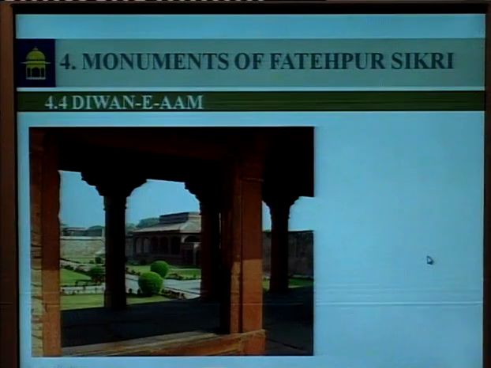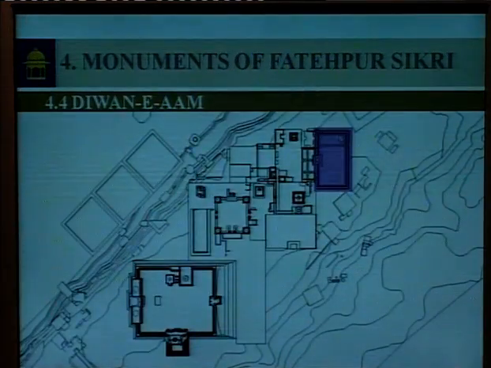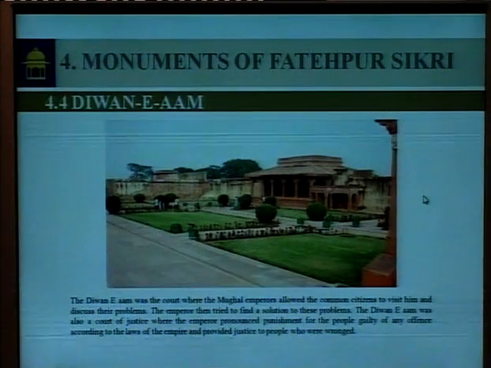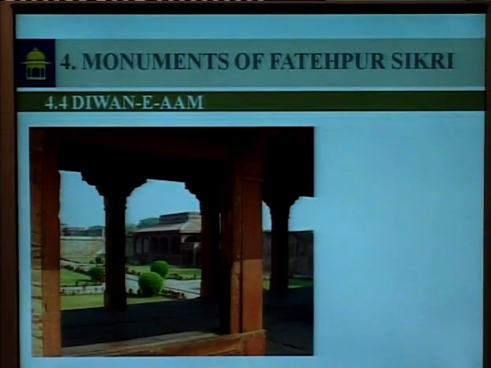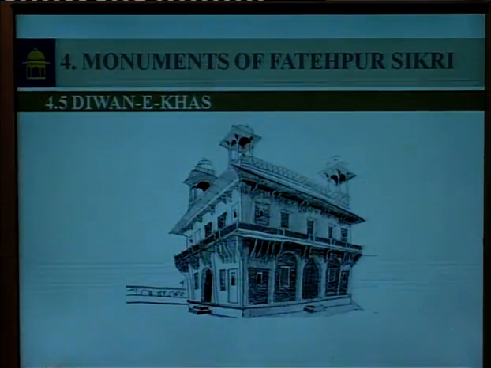Of the Diwane Am, how it looked from the shaded corridors all around. If you see here, all around there are corridors, and inside there is a courtyard, so the people could sit there in the corridors also. This is a view from the corridor, and you see the Diwane Am over here. Now let's move on to the next building, which is the Diwane Khas.